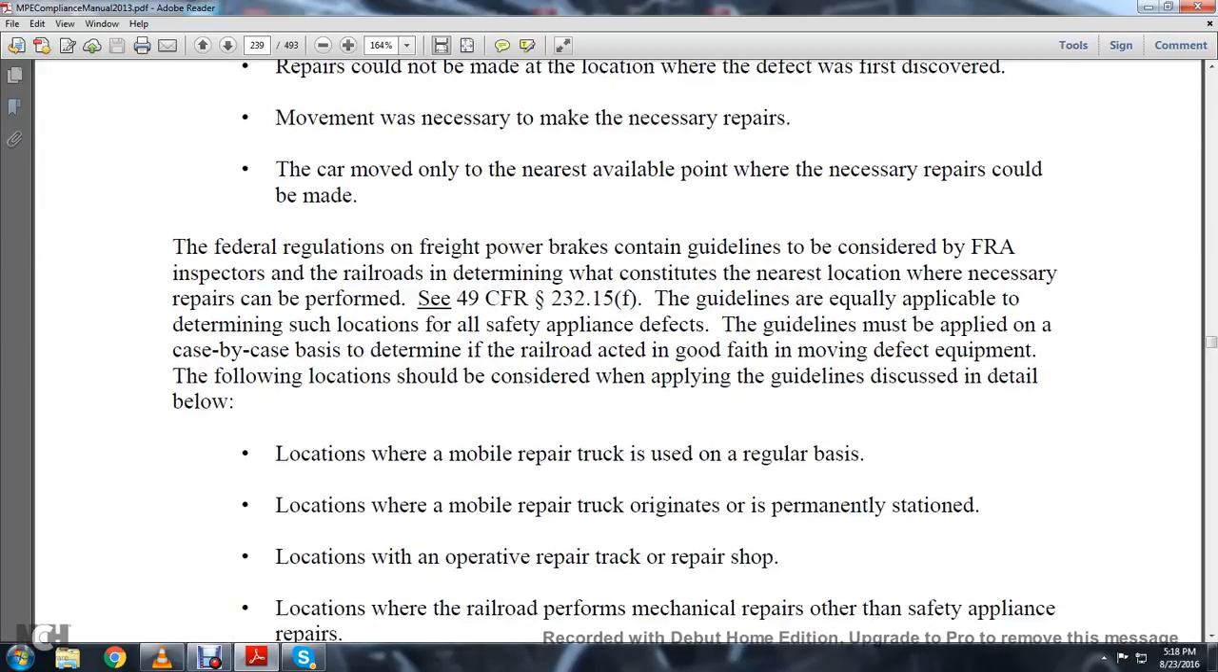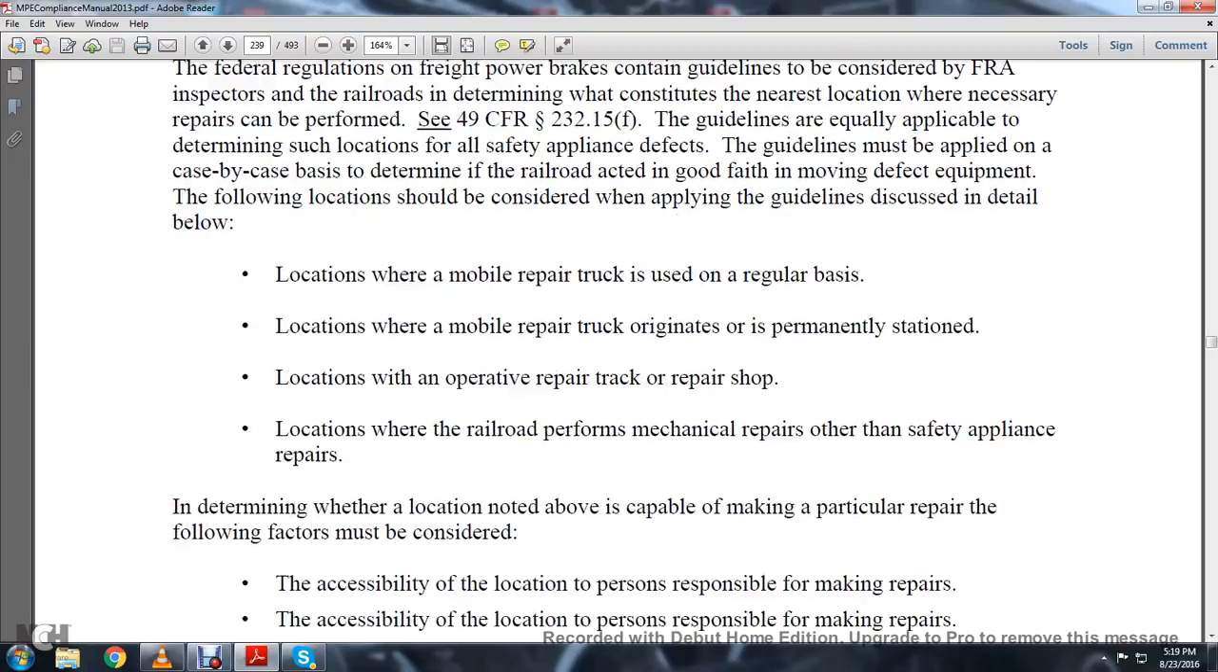The federal regulations on freight power brakes contain guidelines for the FRA inspector and the railroad to determine what constitutes the nearest location where repairs can be performed. See Title 49 Code of Federal Regulations 232.15(f) for the guidelines applicable to determining such locations for all safety appliance defects. The guidelines must be applied on a case-by-case basis, by determining whether the railroad acted in good faith in moving the defective equipment.